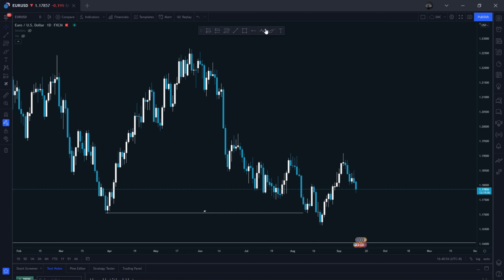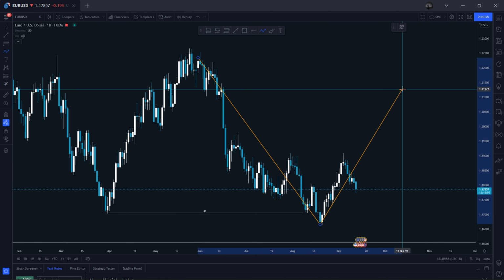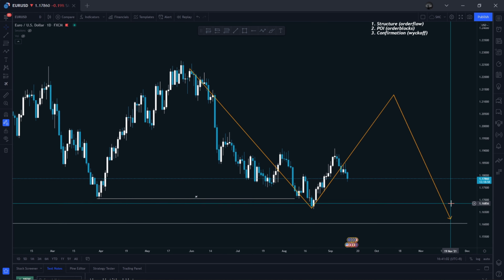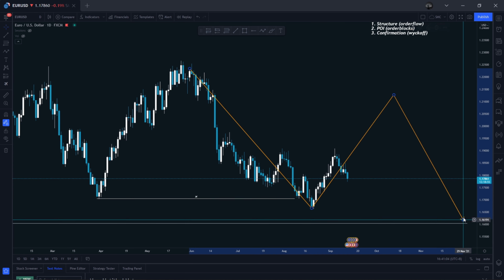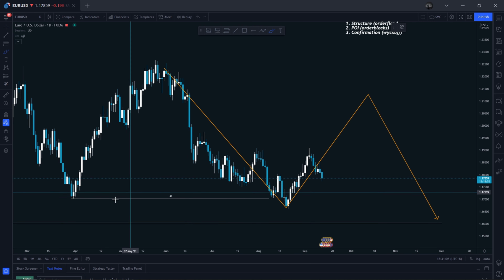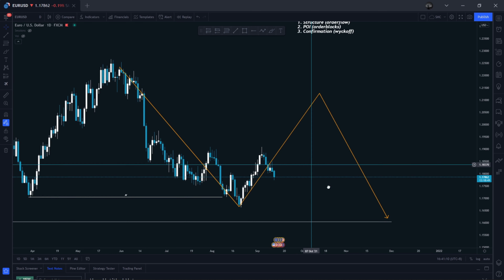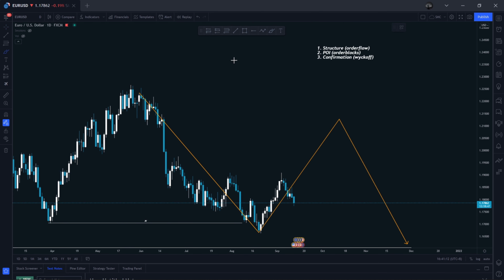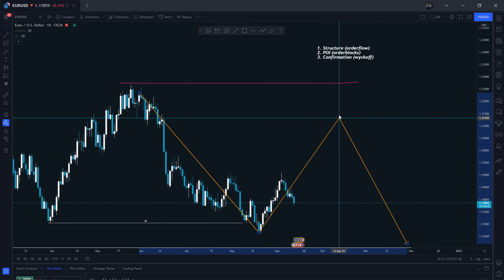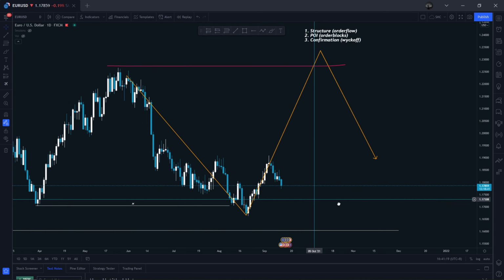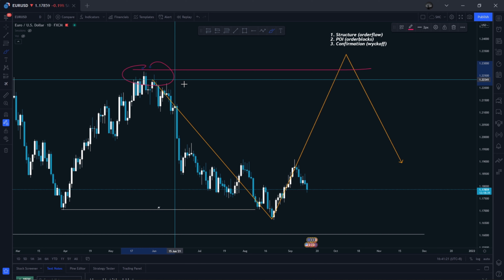So what does that mean? Again, if it broke structure below, we're expecting a lower high, then continue to the downside. I'm not saying I'm predicting it, but it's the most probabilistic thing since it broke this structure. Basically, we're in a bearish market. But if price went higher on this part, when it broke that, then I'm saying it's bullish since it went above this.